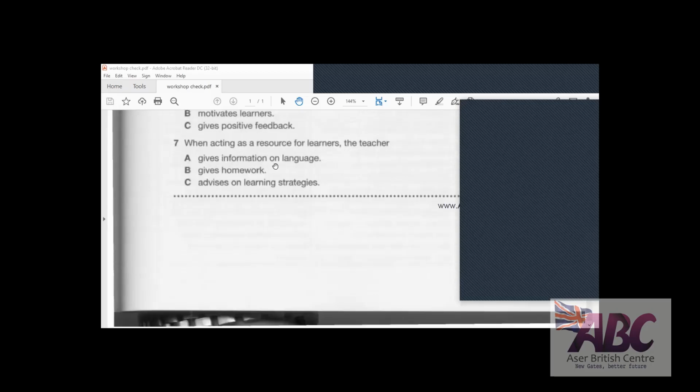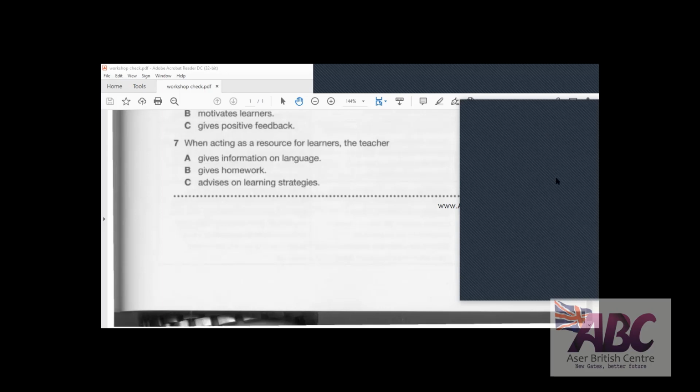7. When acting as a resource for learners. I want somebody else to answer this question. Thank you, you're great. Now, when acting as a resource for learners, the teacher gives information on the language, gives homework, or advice on learning strategies. Which one is not suitable here? B.